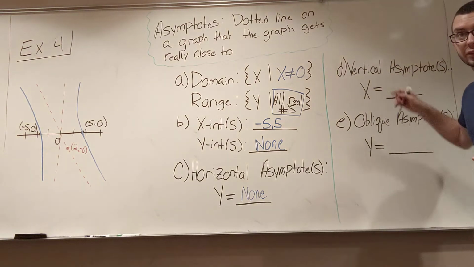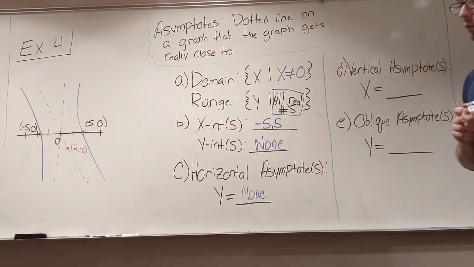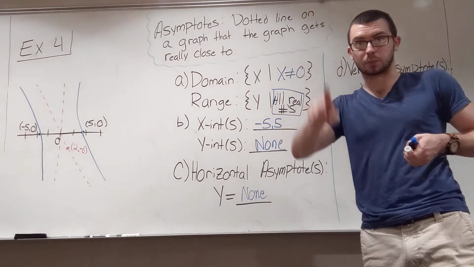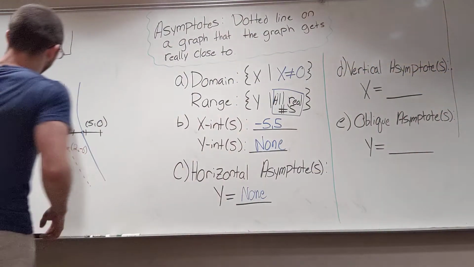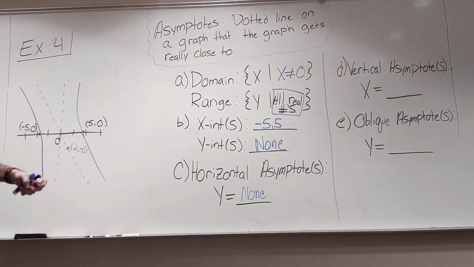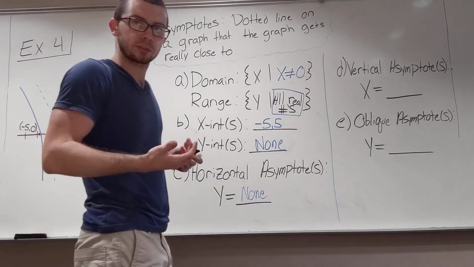Vertical asymptotes, that's a different story, because we do have one vertical asymptote. We have one dotted line that goes up and down. In particular, it's right here. So now we need to figure out how to express that.